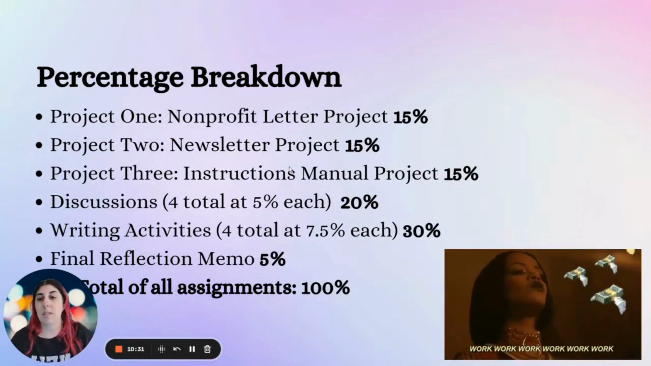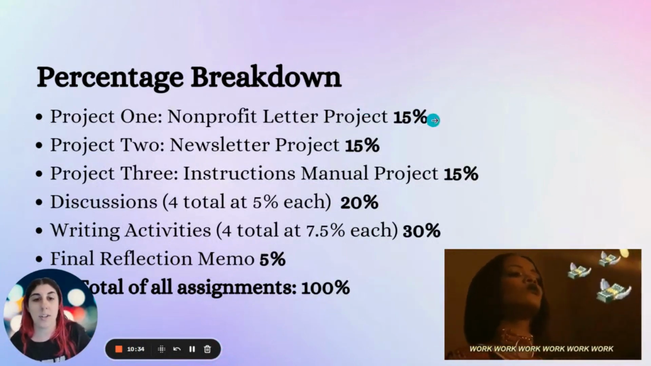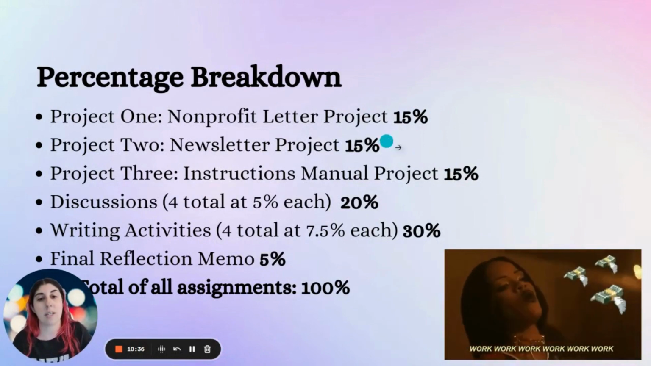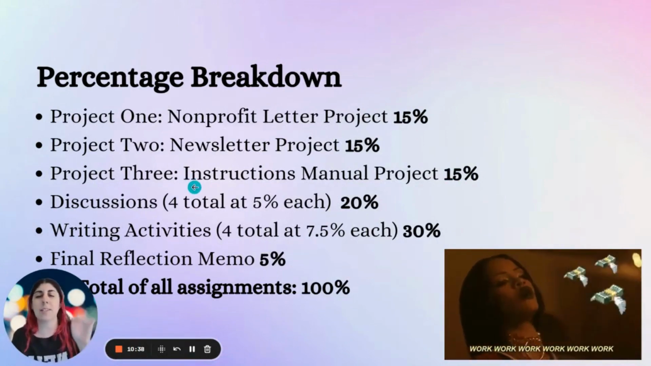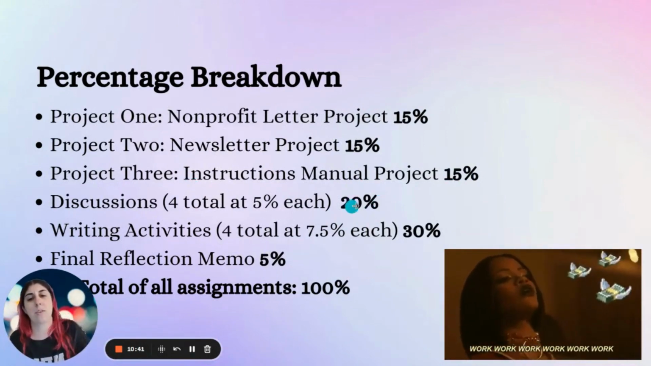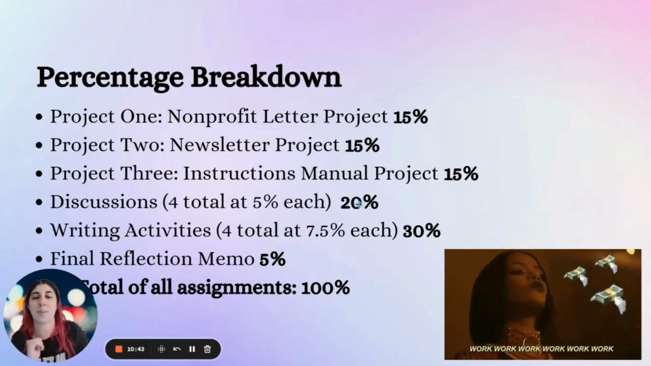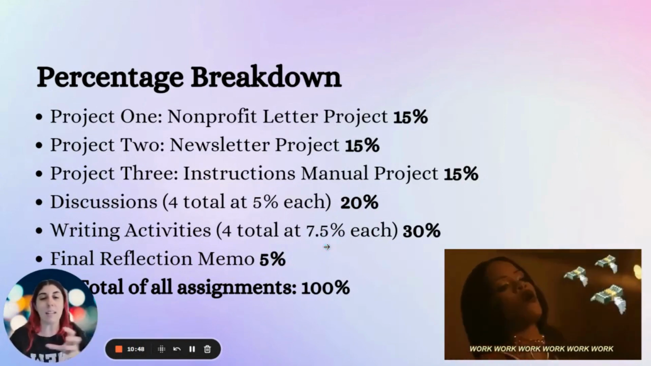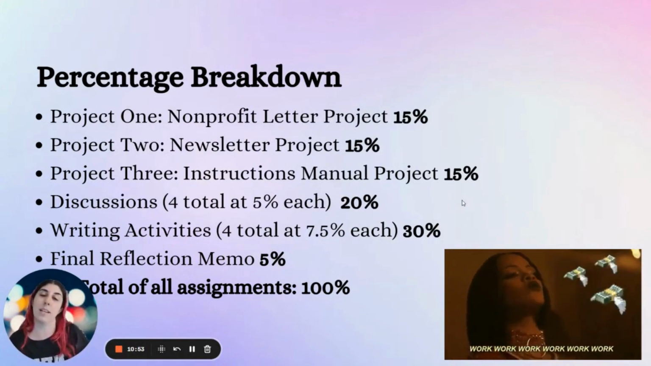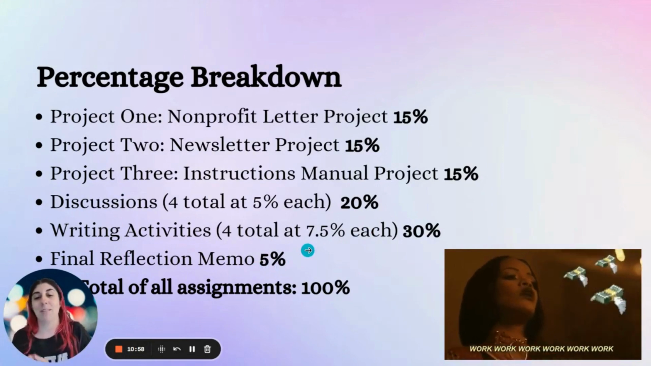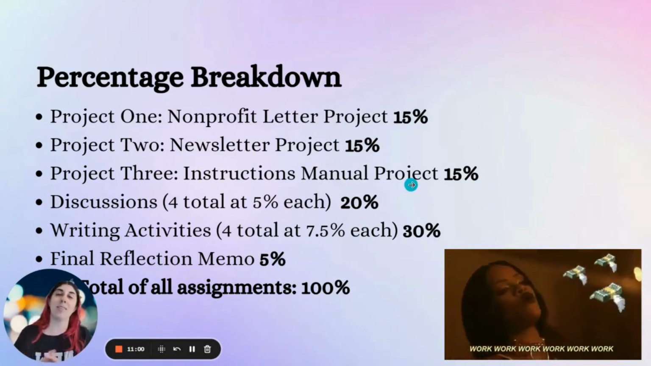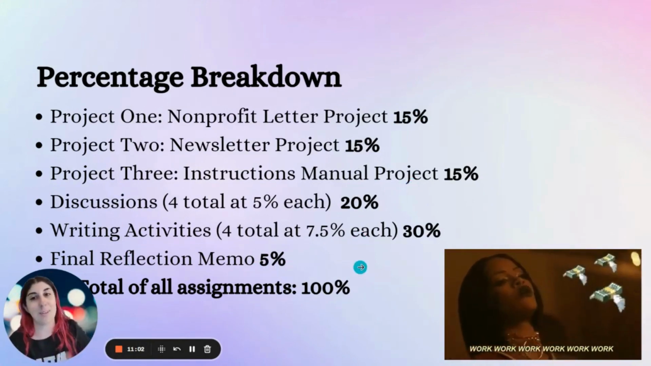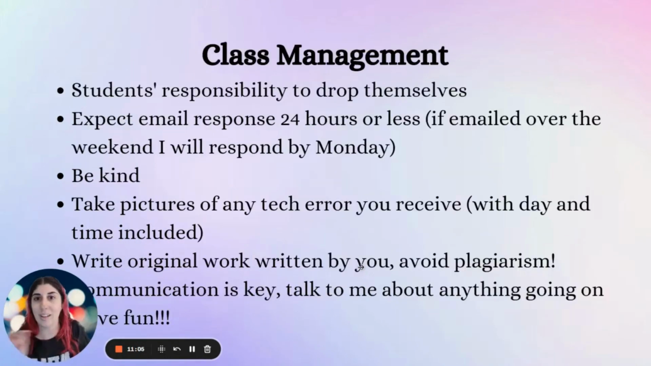Just to see all those assignments in the percentage breakdown, each project is worth 15%, so 15, 15, 15. You'll have 4 discussions total at 5% each, so collectively those will be 20%, making sure my math is correct. Writing activities, I wanted a clean number, so that's 30%. So we've got 4 of those at 7.5% each. So that'll total to 30% total. Final reflection memo is 5. So the grand total, if my math is correct, and I believe it is, is 100% by the end of the semester, our quick little semester.